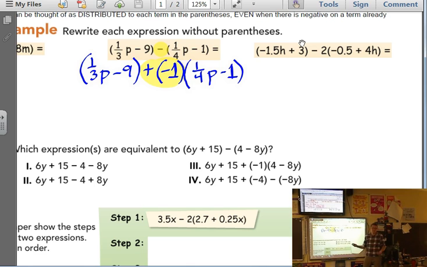Either way, you get to the same place. You don't have to do this. You could just apply the negative to both of them. This is just another method that I want us to practice and be familiar with.